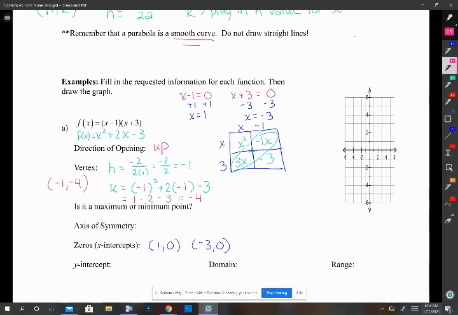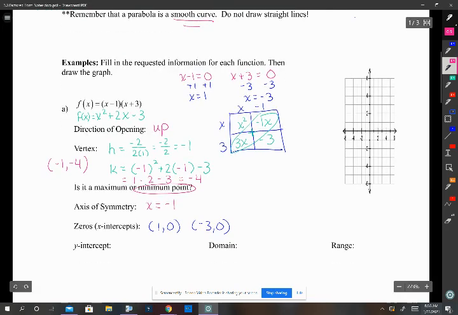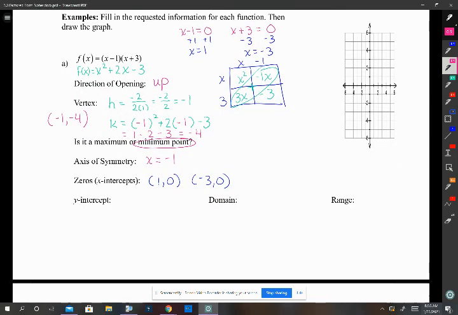And then it says, is it a max or a min? We know it's a max or min by if it faces up or down. So remember, if it faces up, it's a minimum point. And then our axis of symmetry is our x value of our vertex. And when we solve, we know our y-intercept is our c value. So our y-intercept is going to be the point 0, -3.